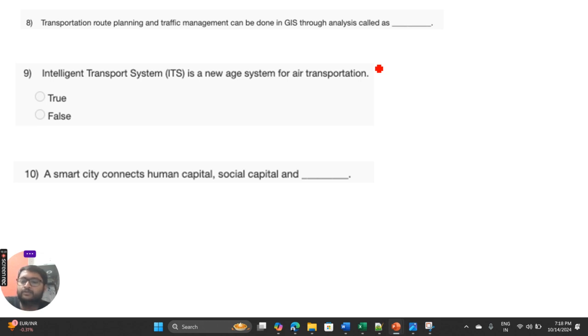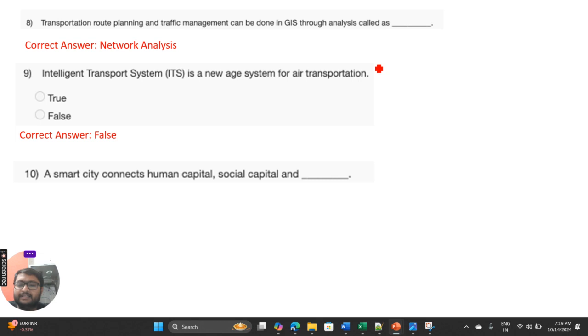So when we want to analyze the different networks such as traffic, transportation, that analysis is known as a network analysis. Then, intelligent transportation system is a new age system for air transportation. So it's false. Right now it's not.